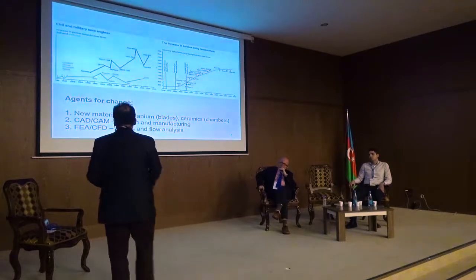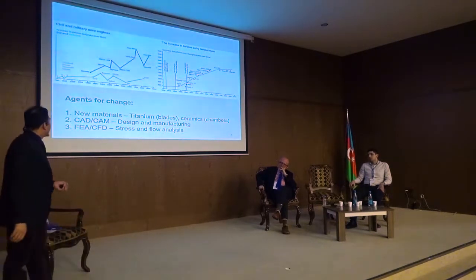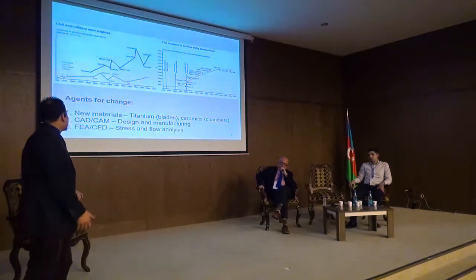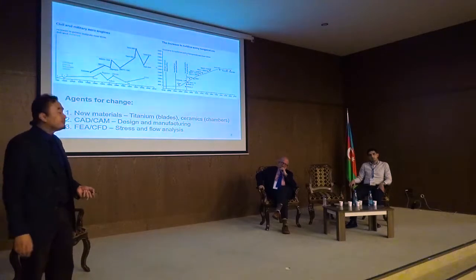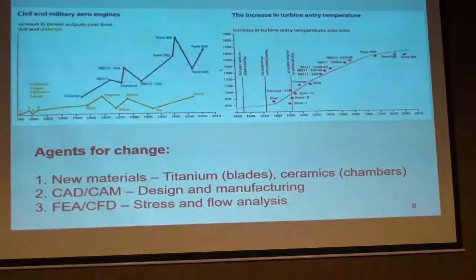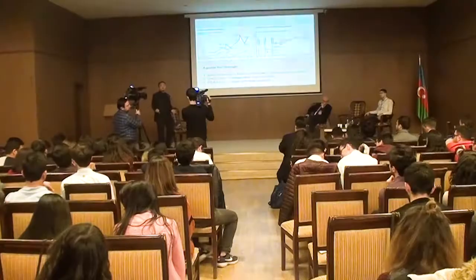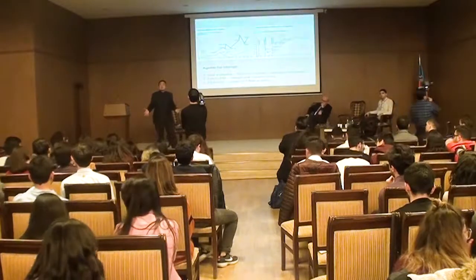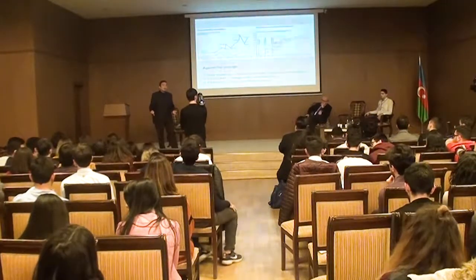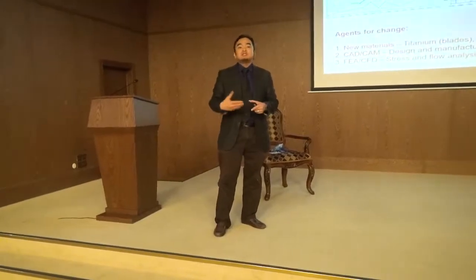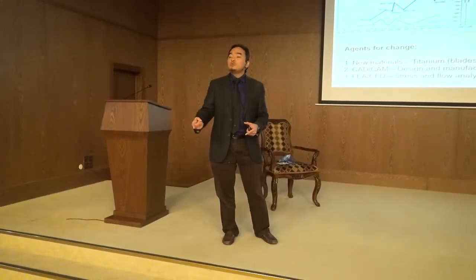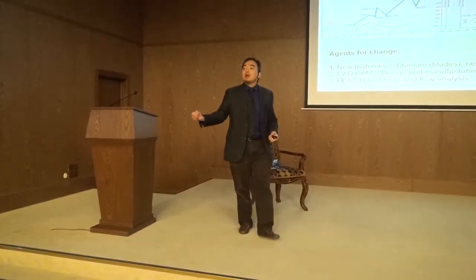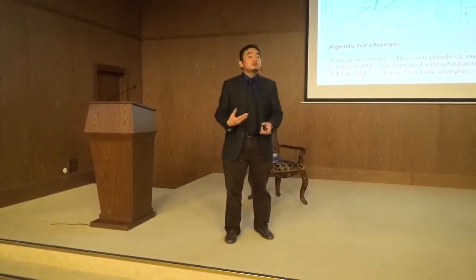So basically, the developments for the jet engine, the agents for change: we have new materials, titanium or ceramics, because of their high resistance to heat, and also the advancements in CAD and CAM, computer-aided design and computer-aided manufacturing. Basically, with all this we can save time. The whole design process is very easy for us to alter and modify before we commit to production. And also the advancements of FEA, finite element analysis, and CFD, computational fluid dynamics.